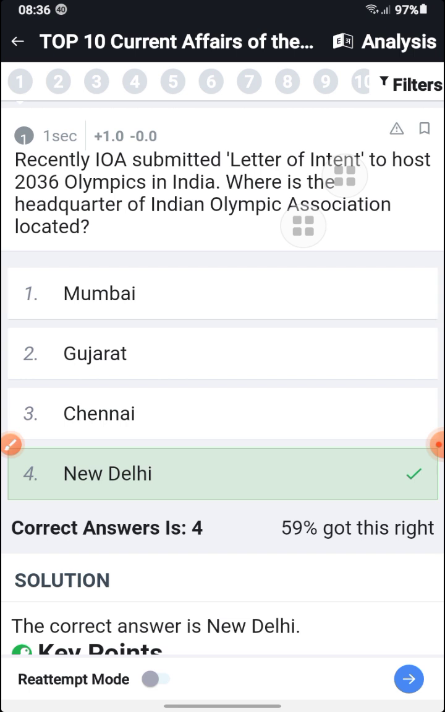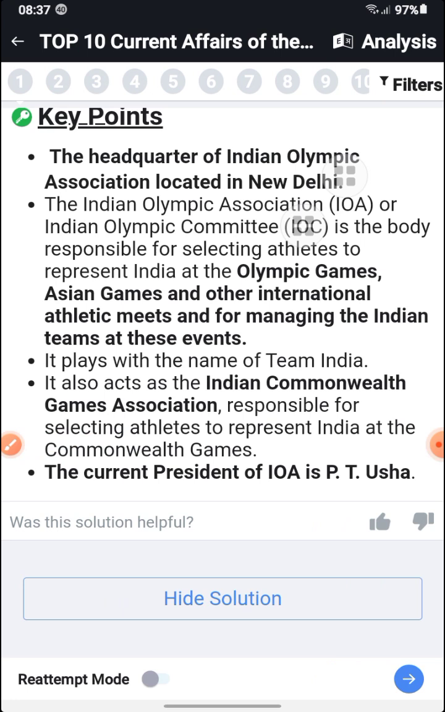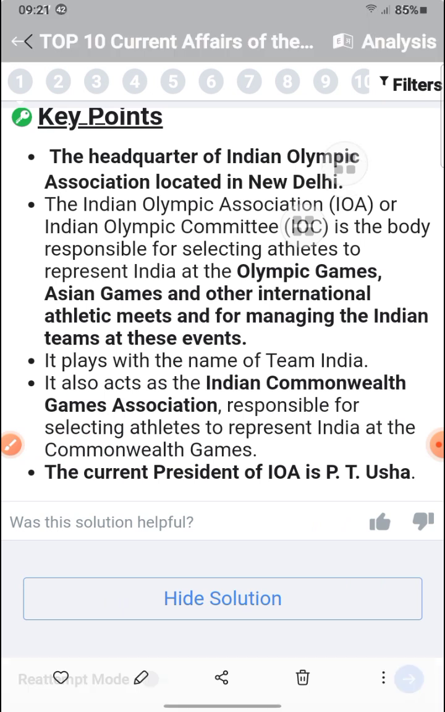Now, next: recently the letter of intent to host the 2036 Olympics in India was submitted to the headquarters of the Indian Olympic Association, that is New Delhi. The Indian Olympic Association, or Indian Olympic Committee, is the body responsible for the games and international athlete meets, managing the events.